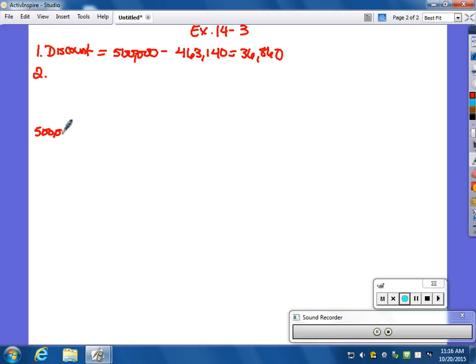So if you take your par value, what was your interest rate? 9%. So times 9%, and it's a semi-annual payment, so you multiply that by half. Tell me what that amount is, Miss Andreessen. 45,000. 500,000 times 9% times half.